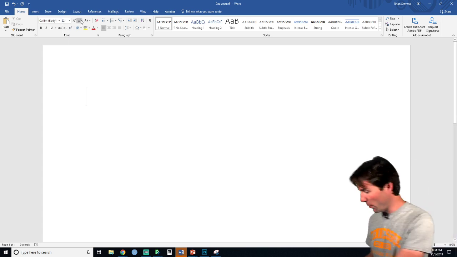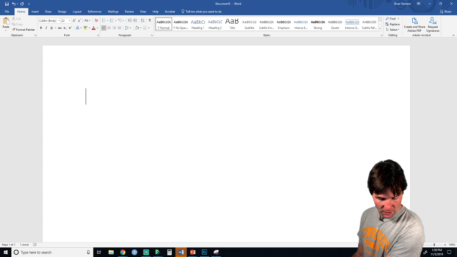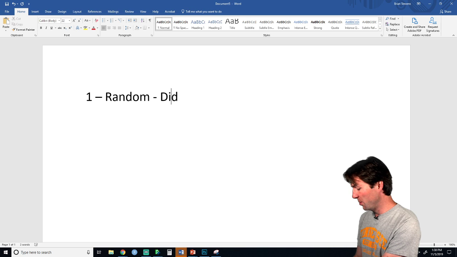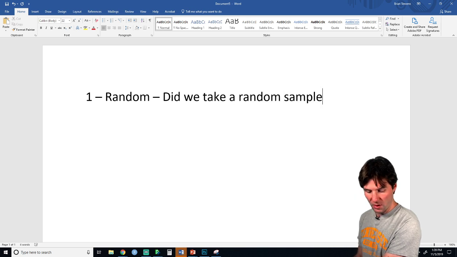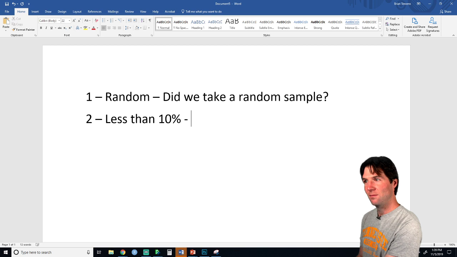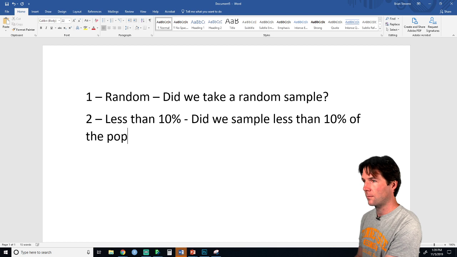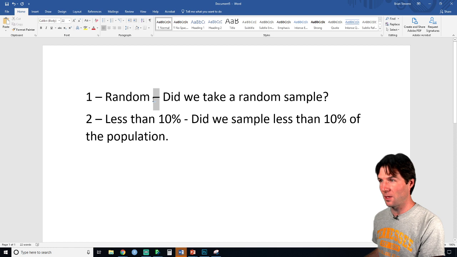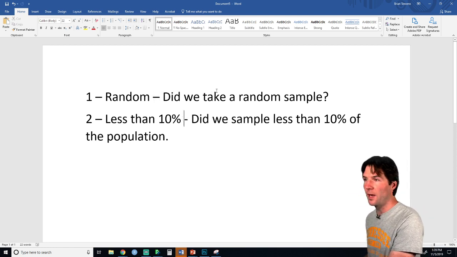Condition 1 is randomness. So condition 1, there are no orders, but you'll see why I do this. Did we take a random sample? Condition 2, what's condition 2? We could be specific. There. Did we sample less than 10% of the population? Let's talk about how these two conditions are met.